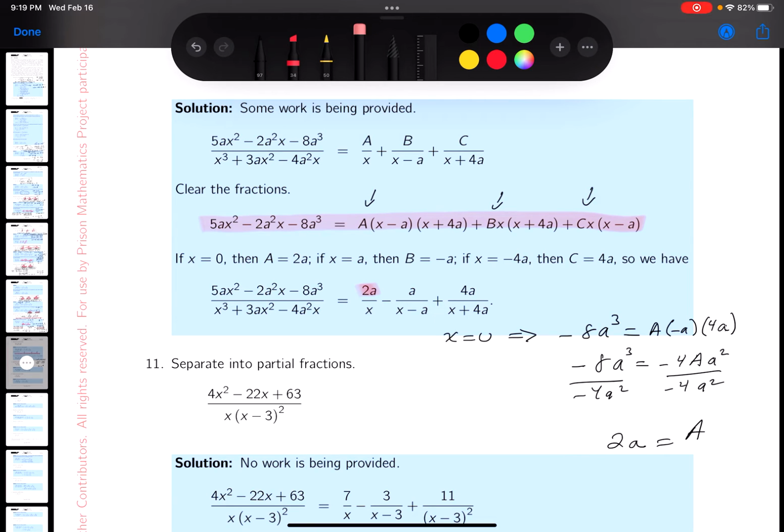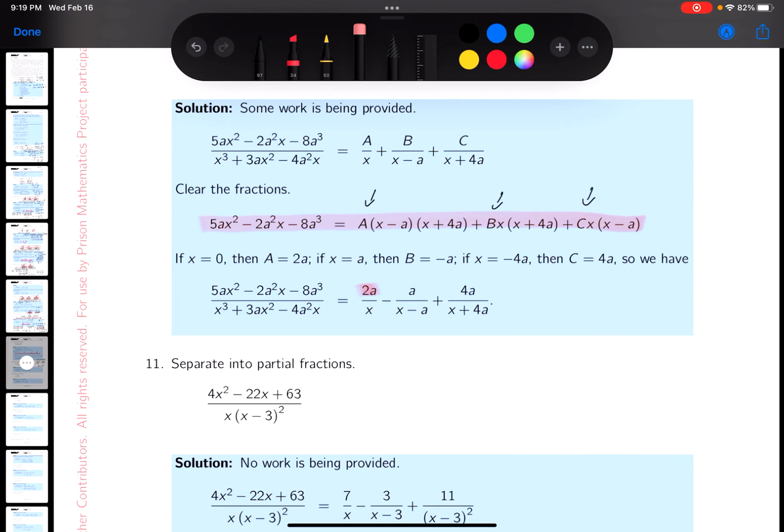So what are you going to do now? Well, I'm done with the 0, and I'm going to erase this over here. I'm done with this. I feel good about that. I want to try another easy value, and the value I'm going to choose is x equals a.